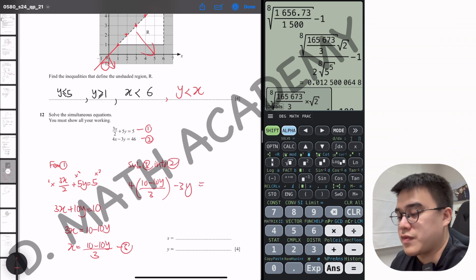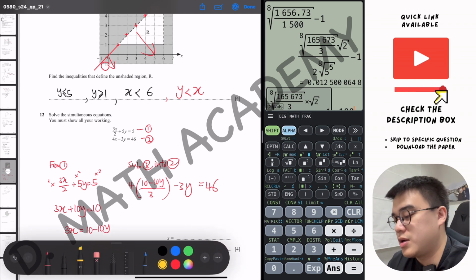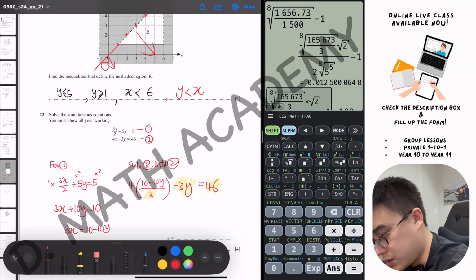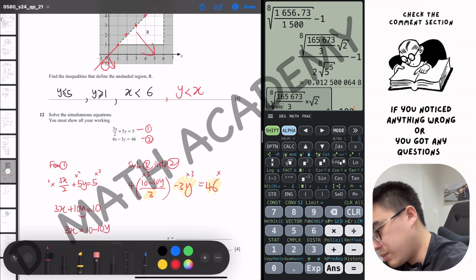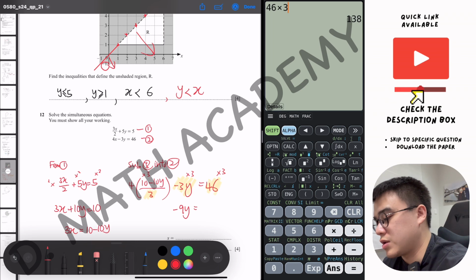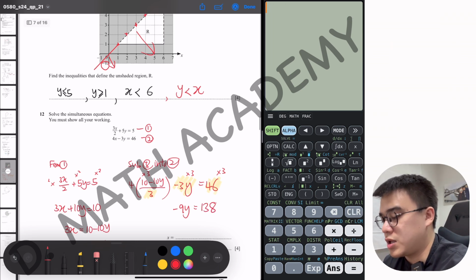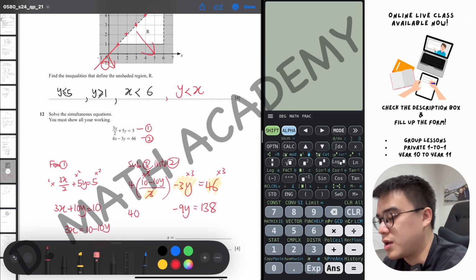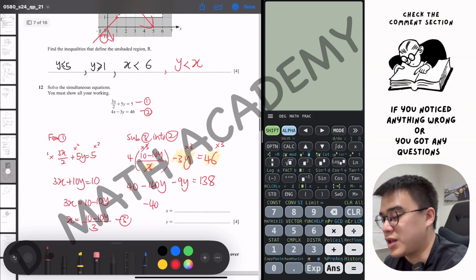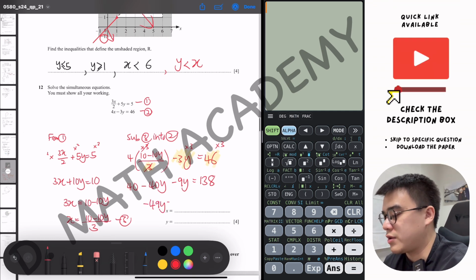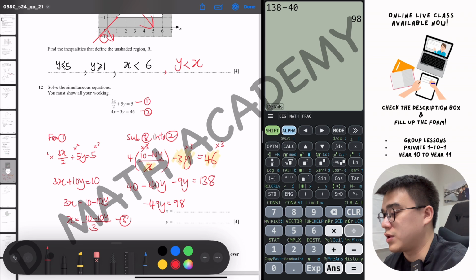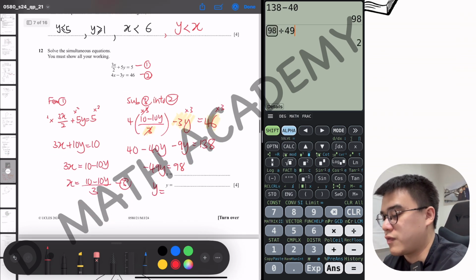Okay, again, I have a weird obsession of getting rid of the denominator. So everything else is going to be multiplied by 3, making a negative 9y. And 46 times 3 is 138. Okay, the 3 here is cancelled off, making the 40 minus 40y. So when you readjust everything together, you get 49y equals 138 minus 40, which is 98, and 98 divided by 49, you will get negative 2 here.